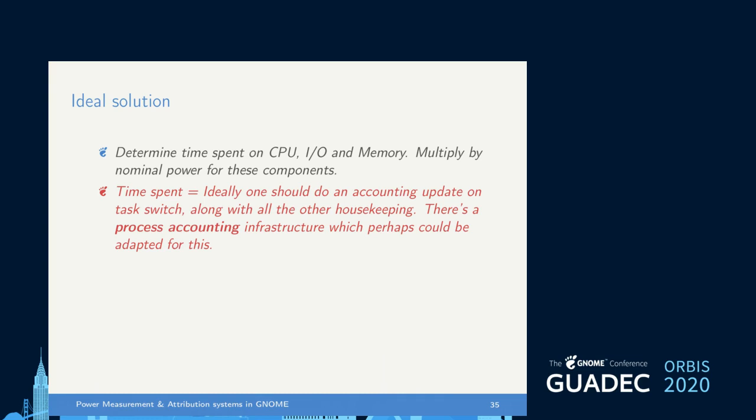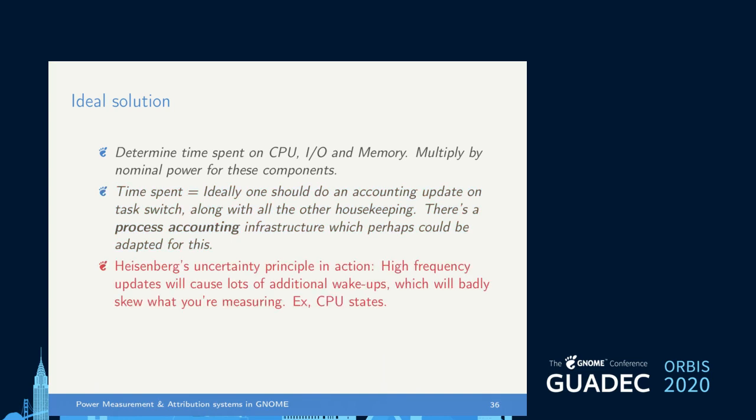First of all, how do you compute the time that is spent? Processes need to actually calculate how much time they are spending in each component during each context switch. So the process is required to do an accounting update for each task switch along with all the other housekeeping. I'm not exactly sure if this infrastructure is already present in the process accounting infrastructure in Linux, but that is needed to enable this solution to work. Now comes the second and tricky part. All right, so we got the time. Now, how do we obtain the power, right?